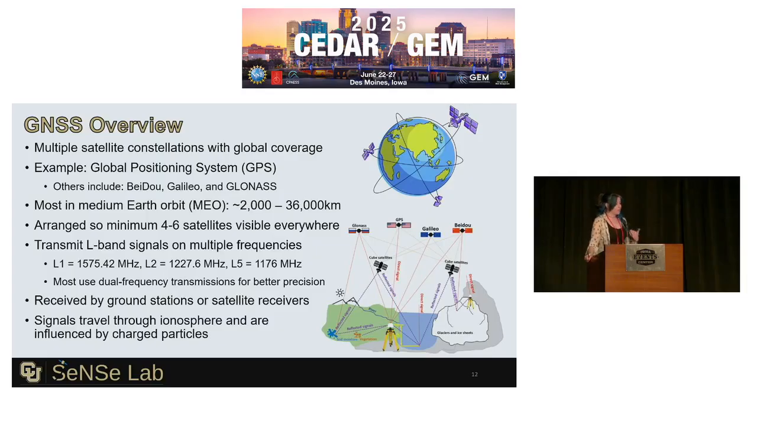They are arranged so that there are at least 4 to 6 satellites visible everywhere, and they transmit signals along the L band, typically in multiple frequencies, so we can get better precision by comparing how the frequencies are adjusted differently by the ionosphere. That's on the next slide.